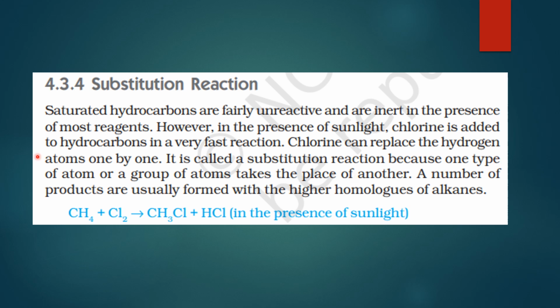because one type of atom or a group of atoms takes the place of another, right? A number of products are usually formed with the higher homologues of alkanes, right? जैसे CH4 में आपने Cl2 ऐड करा in the presence of sunlight, so it will give you CH3Cl plus HCl. तो एक हाइड्रोजन यहाँ से रिमूव होके यहाँ चला गया और Cl ने उसे रिप्लेस कर लिया, तो वो सब्स्टिट्यूट कर रहा है. That's why it's called substitution reaction.